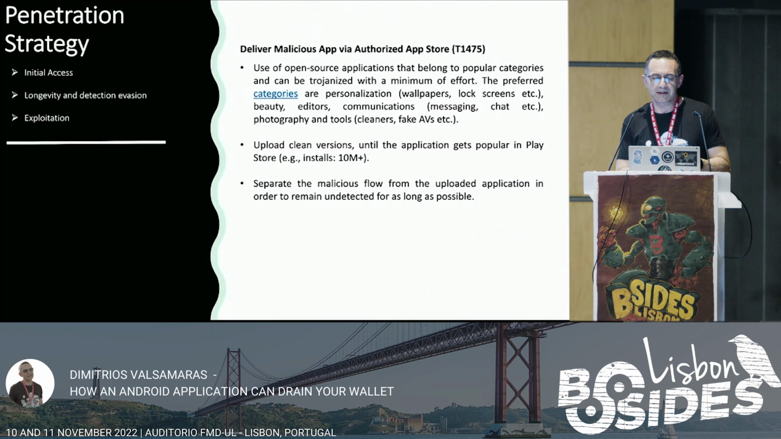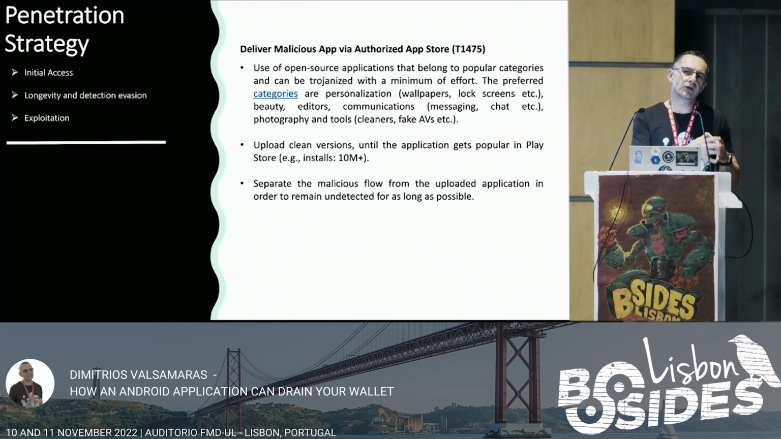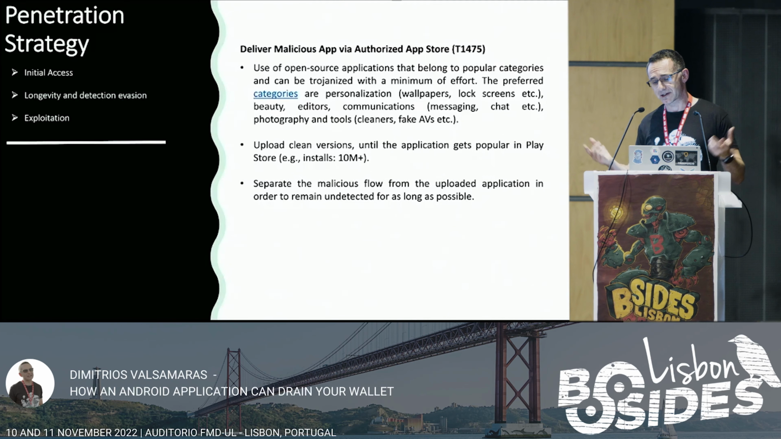So there is a strategy used by malware developers, and this strategy includes specific steps. For example, use open source apps, which are very popular and very easy to install. It's very easy to get a lot of installs quickly and get popular quickly. That's the ultimate target. So these apps are wallpapers, lock screens, beauty editors, cameras, communication apps, messaging apps.